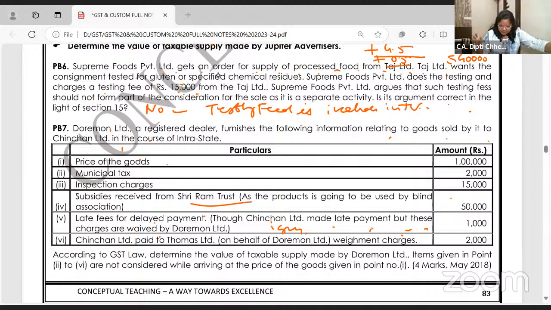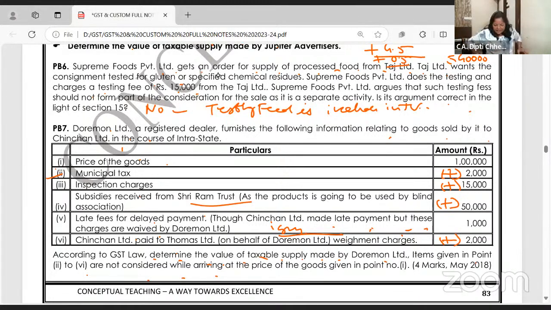Sinchan Limited paid weighing charges and all to a third party on behalf of Doraemon. Okay, add it. According to GST, the value of taxable supply items in point 226, all these are not considered. So if they are not considered, what to do with municipal tax? Add. Inspection charges? Add. Subsidy, it's private, add it. Late fees, ignore. And paid to third party, add.